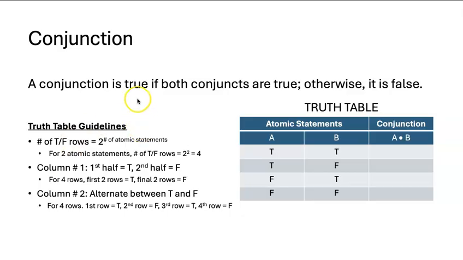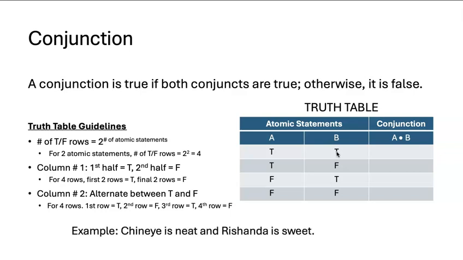The rule says a conjunction is true if both conjuncts are true. So that means for it to be true, both A has to be true and B has to be true. Alright, an example of a conjunction as we use, Sinead is neat and Rishanda is sweet. So for this overall conjunction to be true, then both atomic statements must be true. So A must be true, B must be true. So in this case, if both of them are true, then the overall conjunction is true. In every other case, where both of them are not true, the conjunction is considered false. So this would be a truth table representing a conjunction.